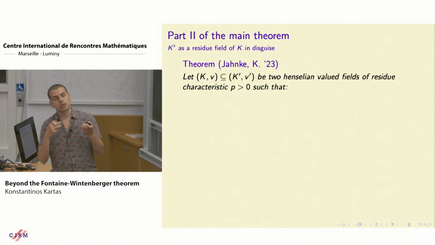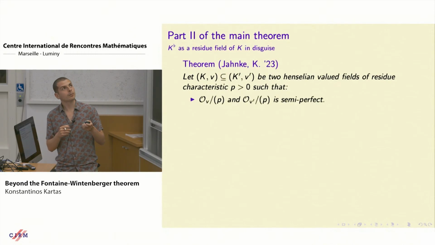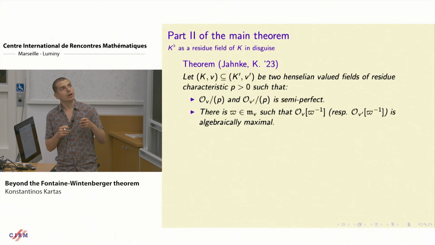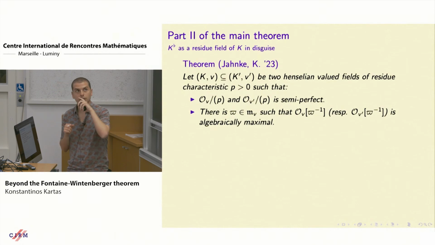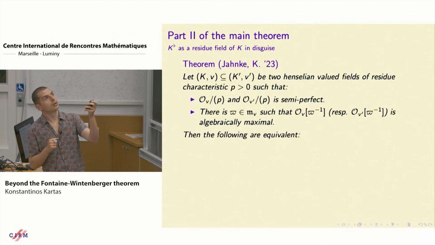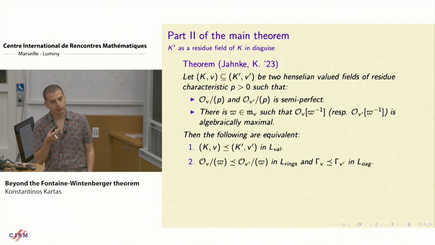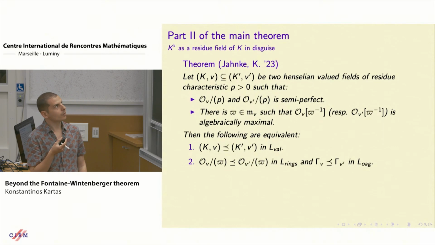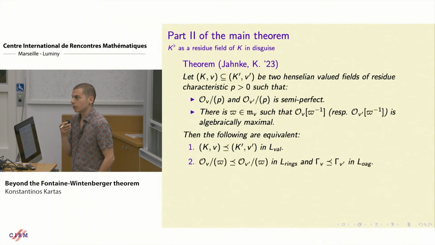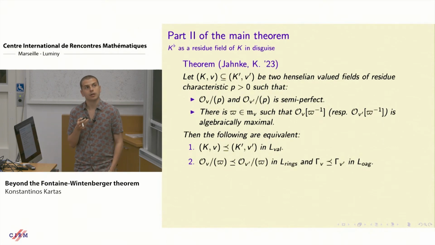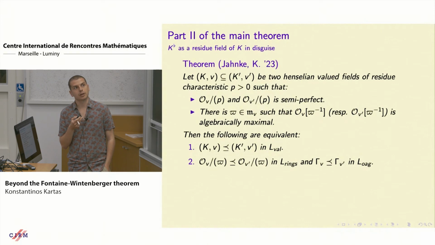So take an extension of such fields. I have just included the conditions to remind you. Then the following are equivalent. K is an elementary substructure of K prime if and only if the extension of truncated valuation rings is elementary and the extension of value groups is also elementary.